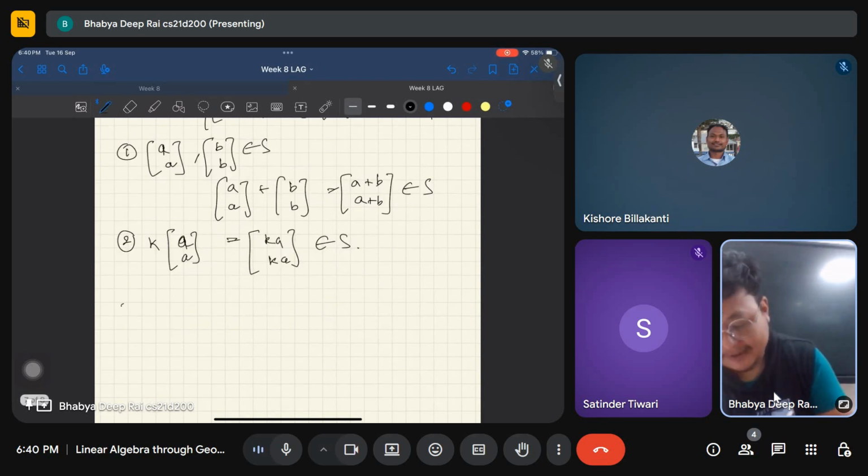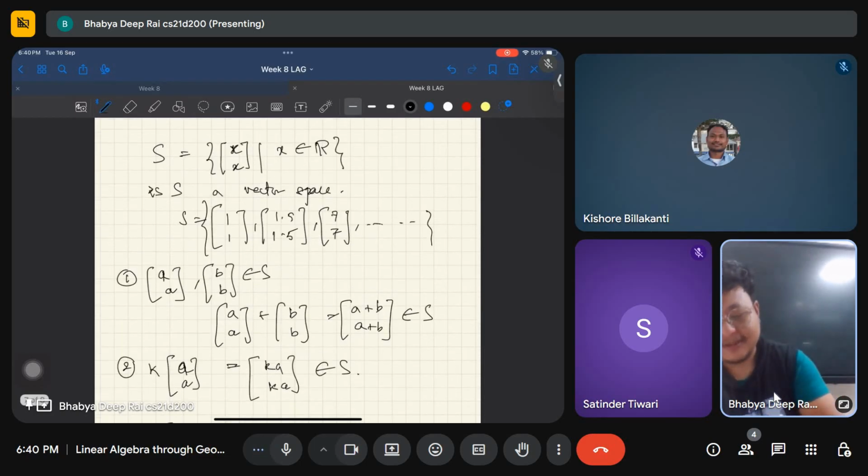Now finally, I'll check whether the null vector is there. So the null vector is what? (0, 0). Is it in S? Yes, it is in S because it is of the form (x, x). So are you convinced that this is a vector space?